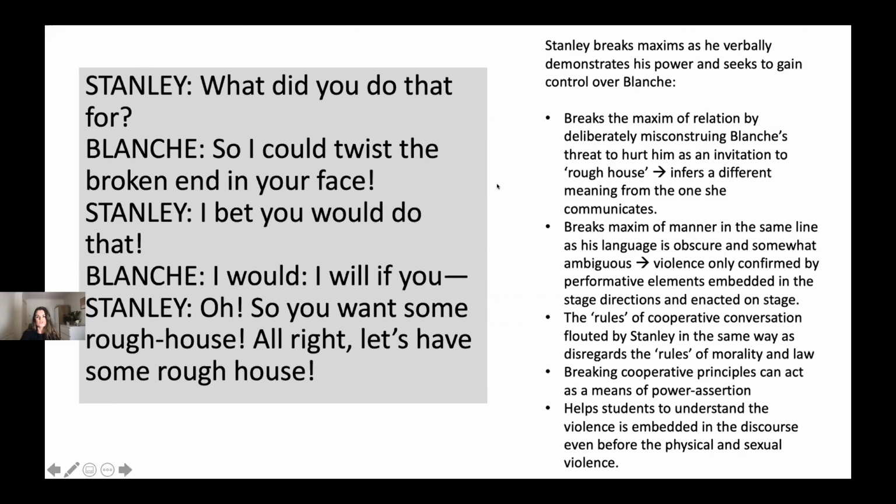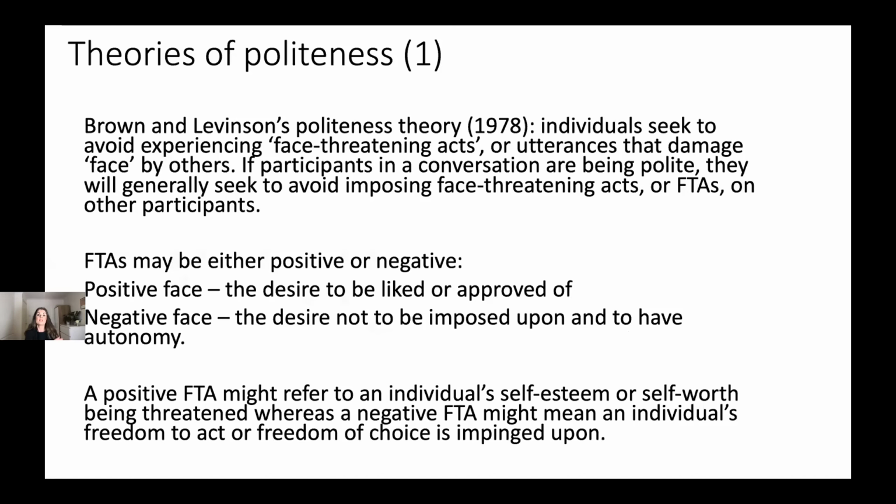So finally then, we've looked at Grice's maxims and we've looked at Austin's speech act theory. And finally, I want to look at two different theories of politeness and think about how these could be applied as well. So according to Brown and Levinson's politeness theory, individuals seek to avoid experiencing face-threatening acts or utterances that damage face by others. If participants in a conversation are being polite, they will generally seek to avoid imposing face-threatening acts or FTAs on other participants.